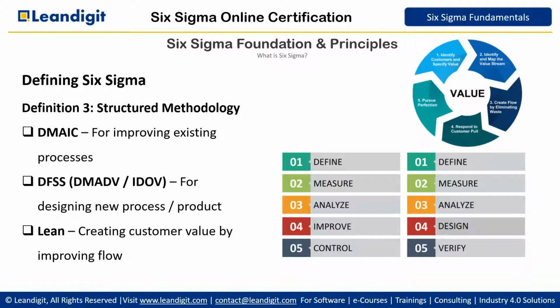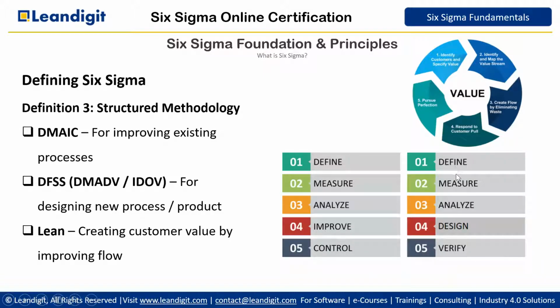Six Sigma definition number 3 is structured methodology. There are 3 structured methodologies acknowledged in Six Sigma. One is DMAIC, which is for improving an existing process. DMAIC means define, measure, analyze, improve and control. Whereas DFSS is for designing new processes or products. DFSS has 2 methodologies, which are DMADV and IDOV.